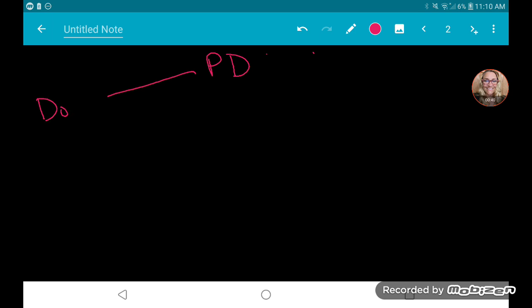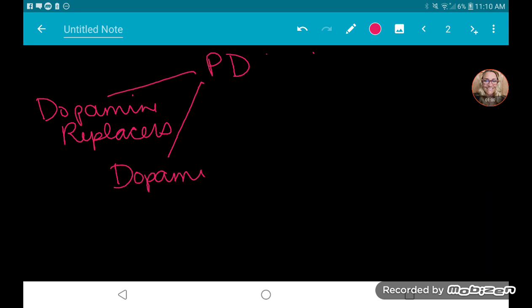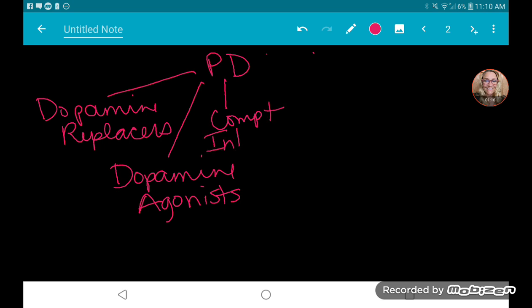We've got dopamine replacers. Dopamine replacement, we're talking about a medication like levodopa-carbidopa. Then we have dopamine agonists. After that, we talk about COMT inhibitors. We'll move on to the MAO-B inhibitors. And then finally, the dopamine releasers.